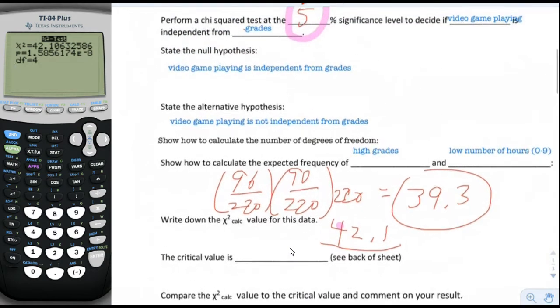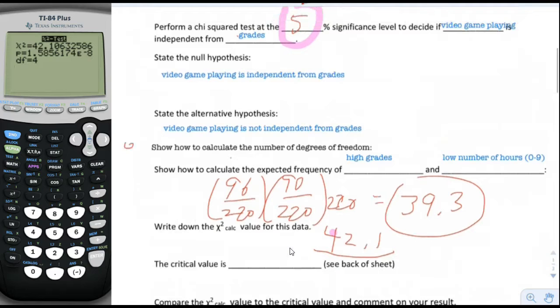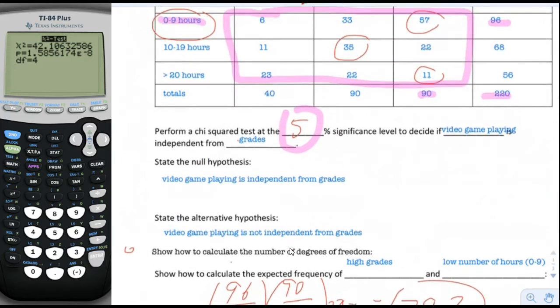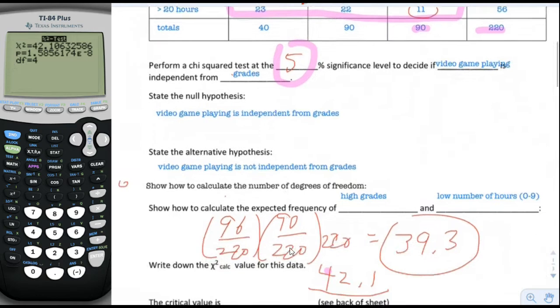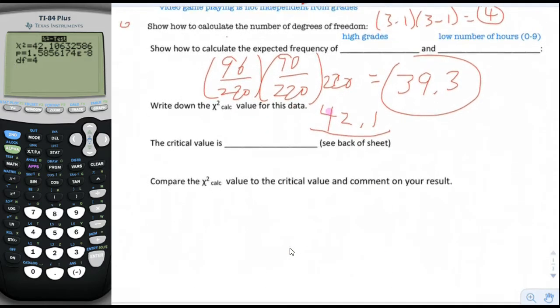And then I forgot to do something up here. I forgot to do this step here where it says show how to calculate the number of degrees of freedom. Well, when it's a 3 by 3 matrix, remember that instead of multiplying 3 by 3, you do 3 minus 1 times 3 minus 1. So you do 3 minus 1 times 3 minus 1 equals 4. Okay? So the degrees of freedom in this case is 4. And we're going to need to know that because here we need to find our own critical value. Remember, the critical value is used to compare the chi-squared value to it, and based on that you determine if the null hypothesis should be rejected or not.